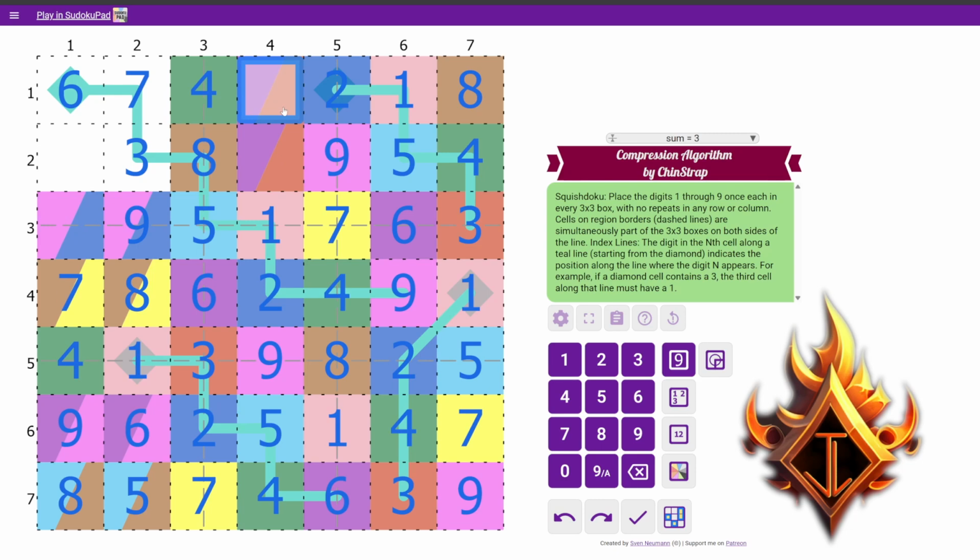This will be the 3. This will be the 6. And we have a 2 and an 8. No, 2 and a 1. So that'd be like that.